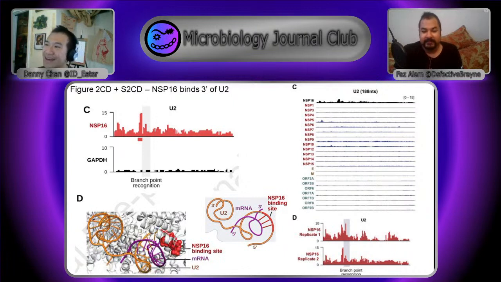In the next one, this is NSP16 again, but now with the U2, so another splicing RNA. A little bit noisier, of course, we'd expect that from this graph. And again, you're seeing the same thing. Three nucleotides is what they presume is this binding site for NSP16. So this one protein targets two different RNAs, and it does seem to be fairly specific for just RNAs.